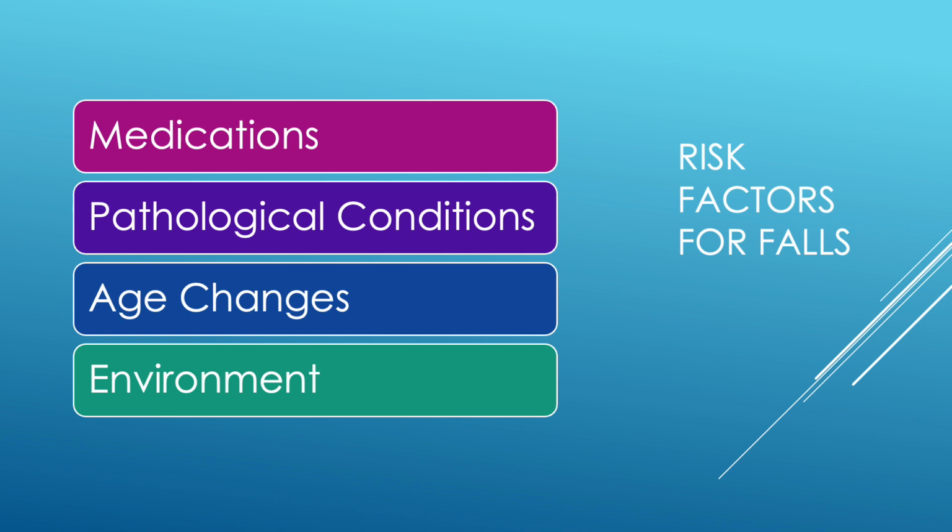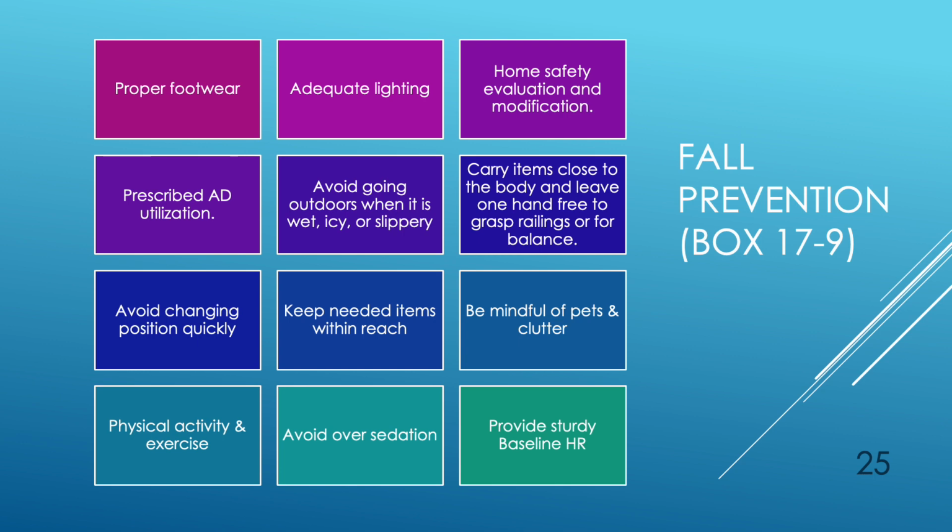Risk factors for falls include various medications, pathologic conditions, age changes, and environment. Fall prevention includes proper footwear, adequate lighting, home safety evaluation and modifications, prescriptive assistive device utilization, avoid going outdoors when it is wet, icy, or slippery, carrying items close to the body and leaving one hand free to grasp railing or for balance, avoid changing positions quickly, keep needed items within reach, be mindful of pets and clutter, physical activity and exercise, avoid oversedation, and provide sturdy baseline heart rate.